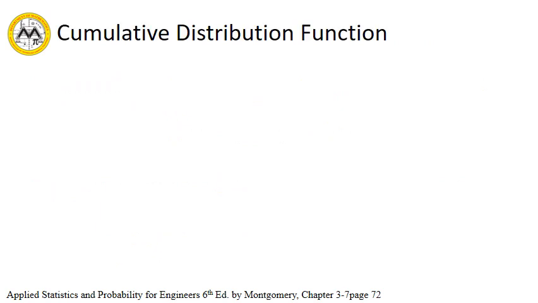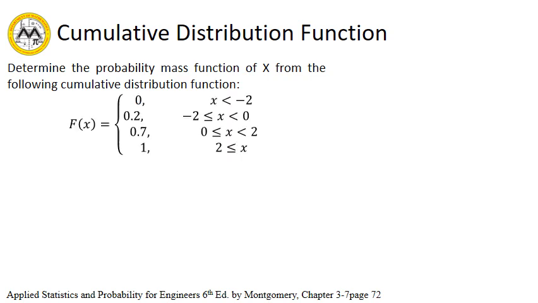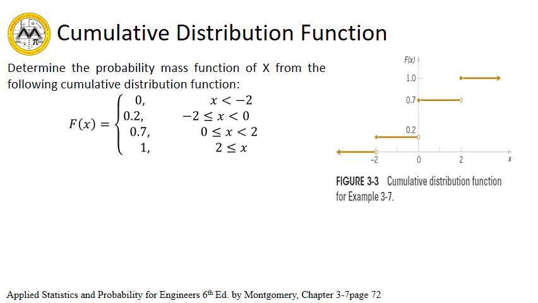The cumulative distribution function examples. Determine the probability mass function of x from the following cumulative distribution function. We have the cumulative distribution function F of x equal to 0 when x is less than negative 2, 0.2 when x is greater than or equal to negative 2 but less than 0, 0.7 when x is greater than or equal to 0 but less than 2, and 1 when x is greater than or equal to 2. We can plot its ogive as this one.